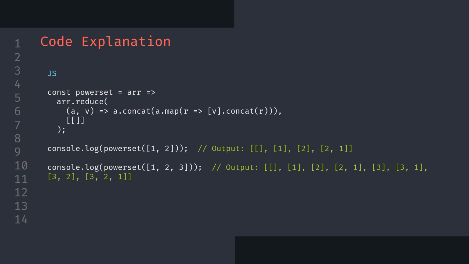This is the code to generate the power set. We start with the empty set. We then use the reduce method to iterate over each element in the input array. For each element, we use map to append it to every existing subset in the accumulated result. We then concatenate these new subsets with the accumulated result to generate the updated power set. The function is both concise and efficient, leveraging modern JavaScript array methods.